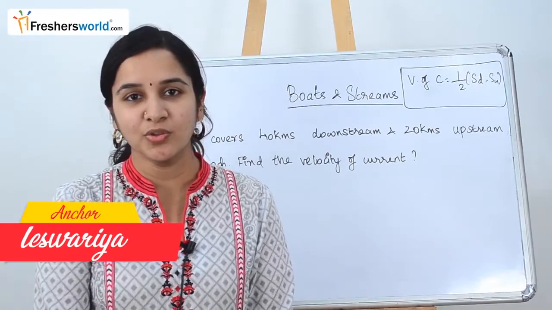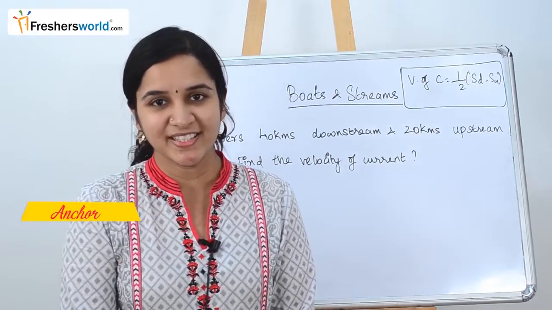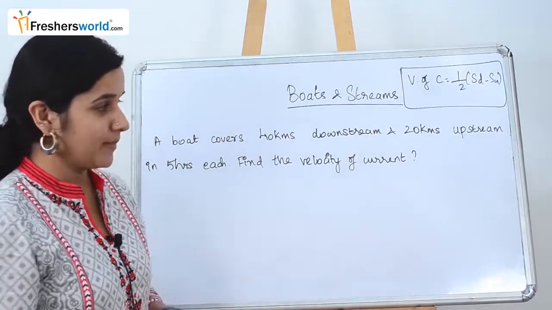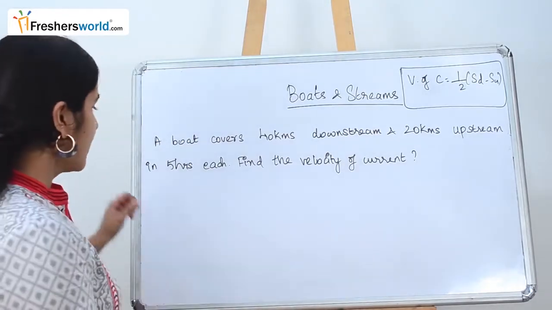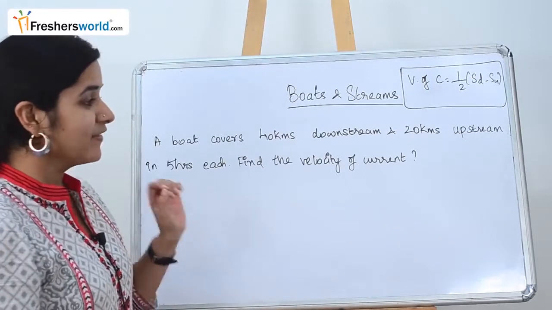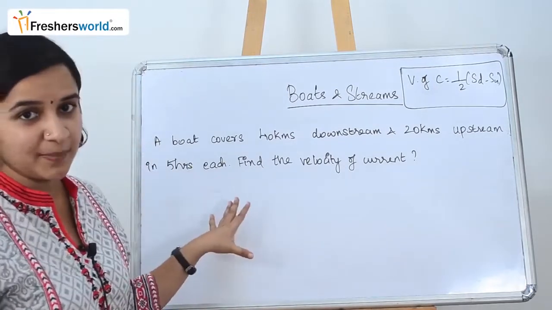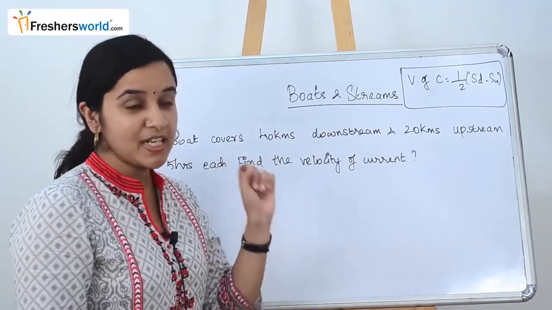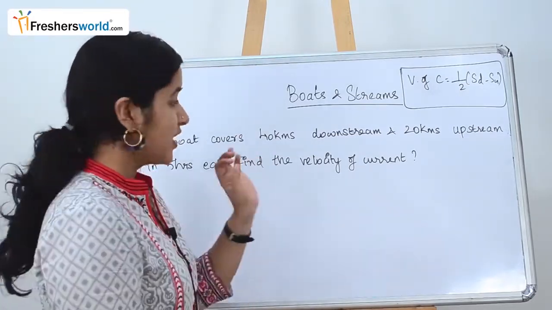The topic that we are going to look at today is boats and streams. So let's get started. The first question is, a boat covers 40 kilometers downstream and 20 kilometers upstream in 5 hours each. Find the velocity of the current. Before solving the sum, we know the velocity of the current formula is half into downstream speed minus upstream speed.